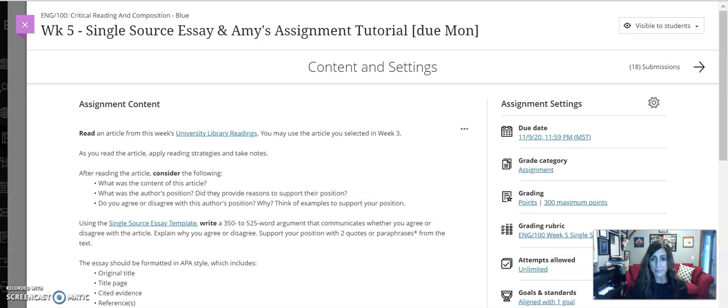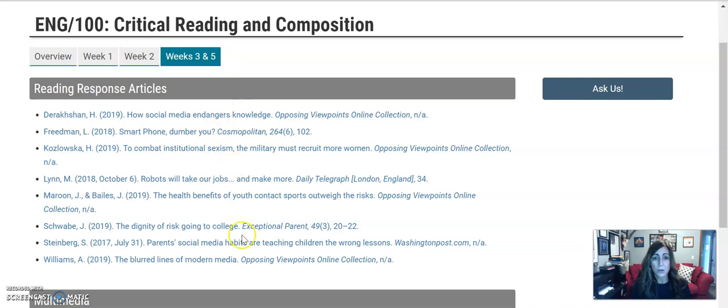What are this week's expectations? For this week's expectations, you're going to be writing a 350 to 525 word argument that communicates whether you agree or disagree with the article. Remember, in week 3, you had many articles to choose from. You could have chosen to read about how social media endangers knowledge, etc. There are lots of options. So whatever it is you're choosing, you're going to be writing a persuasive essay about it. You're going to be taking a stance on the topic.